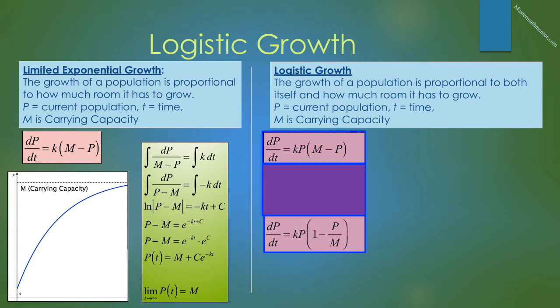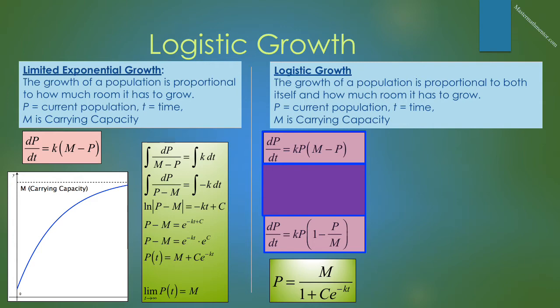So on the AP exam, you are responsible for two differential equations that signal logistic growth: dP/dt equals KP times the quantity M minus P, or dP/dt equals KP times the quantity 1 minus P over M. We will not spend the time going over the general solution to this differential equation because you are not responsible for it. But you are capable of understanding it because everything has been covered.